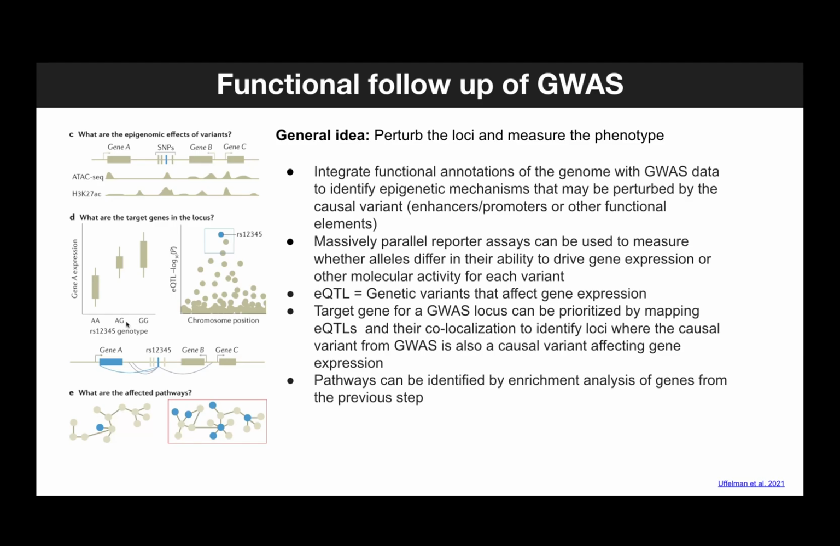There's a scenario in which you have one copy from your mother, which is A, and one copy from your father, which is G. And there's a third scenario where both of your copies are GG. So based on the genotype that we identified, we can measure the corresponding expression of the nearby genes that are associated with this particular genotype.